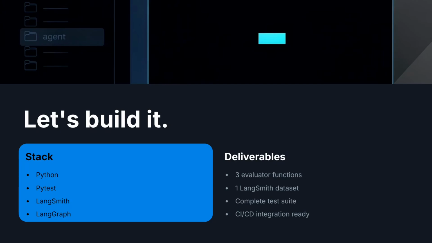Now that you understand the architecture, let's build it. We'll set up a LangGraph agent with a couple of tools, create a LangSmith dataset with test cases, write our 3 evaluators, and wire everything together with Pytest. By the end, you'll have a test command you can plug directly into your CI pipeline.